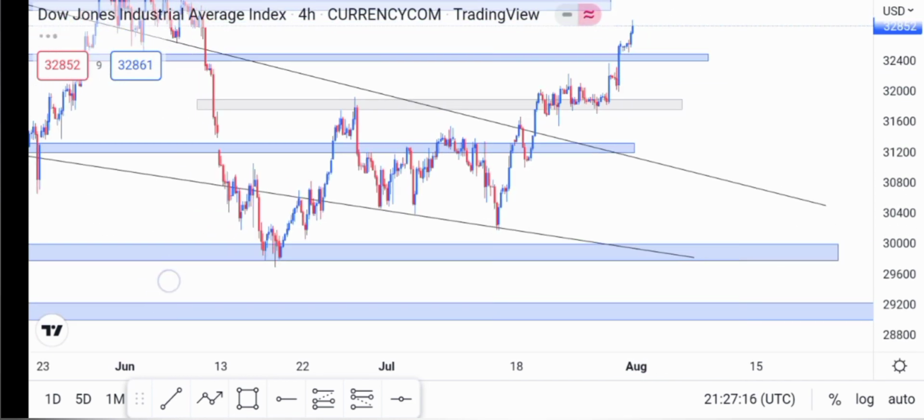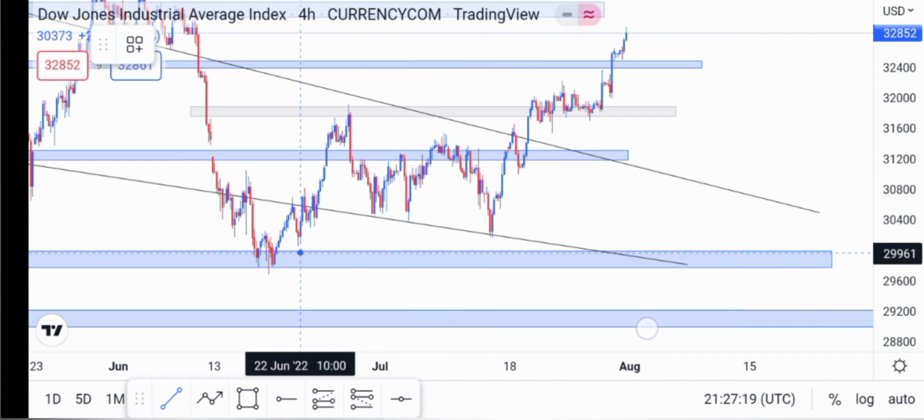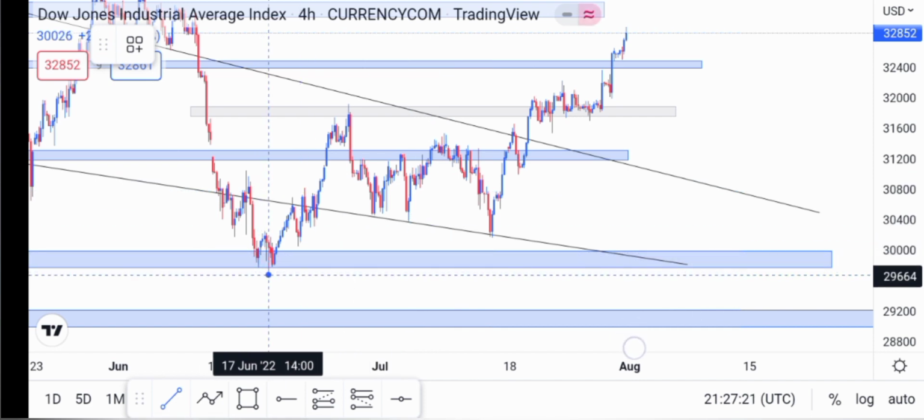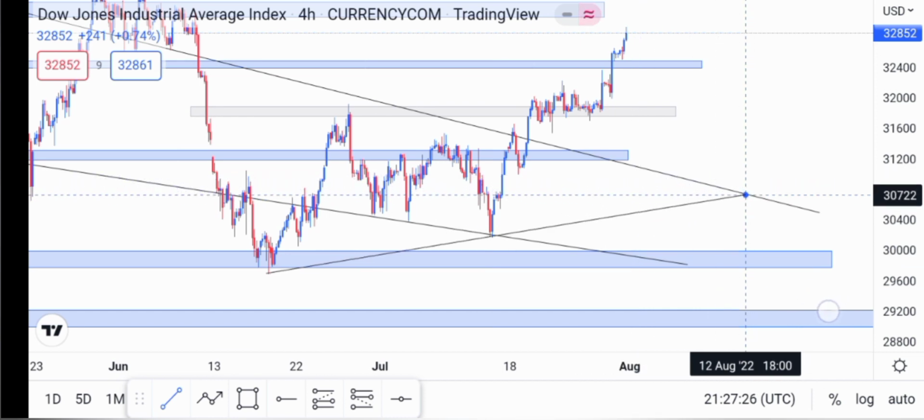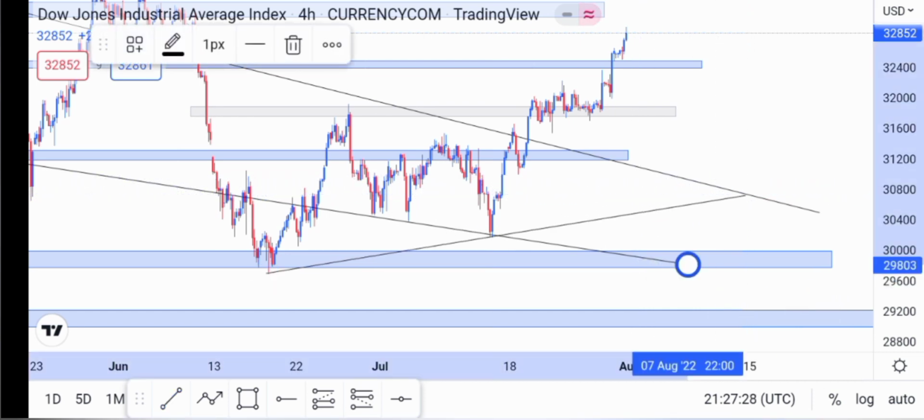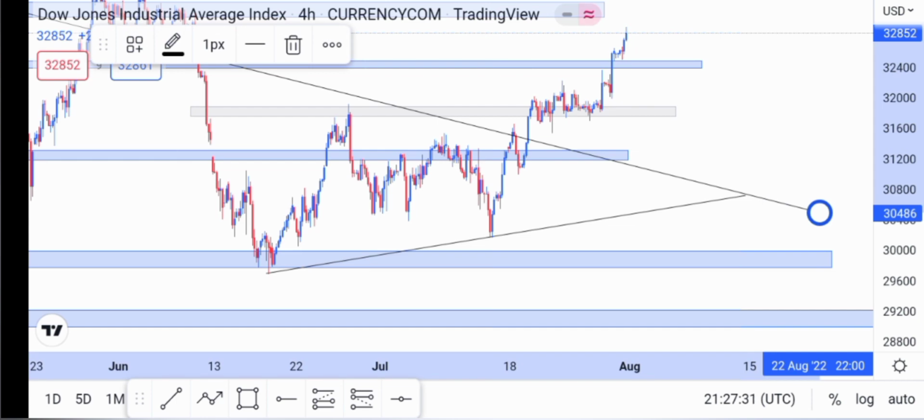Okay, so from this point right over here, I can safely say from this point over here, we have this right over here. Okay, let us remove these lines firstly, so we can keep our chart as clean as possible.